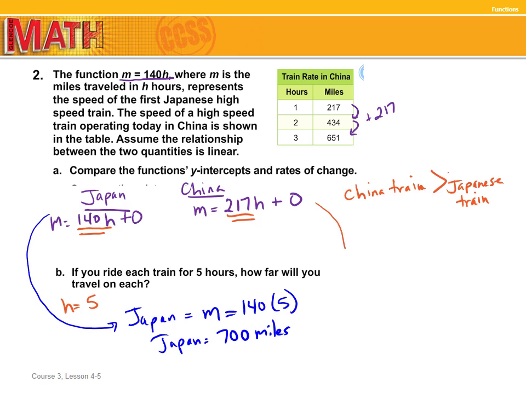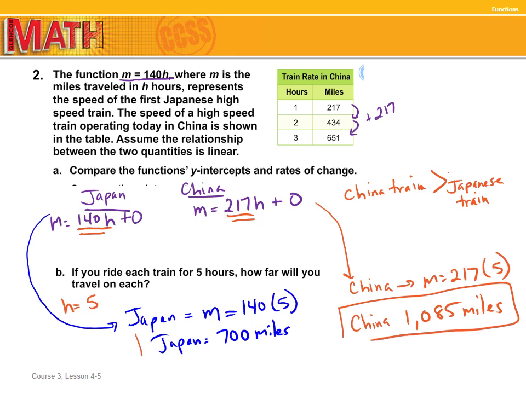Let's try China. For China, it's m is equal to 217 times 5. That's going to equal 1,085 miles traveled for the Chinese train. Make sure I put my square on my answers. And let's not forget where we compared them.